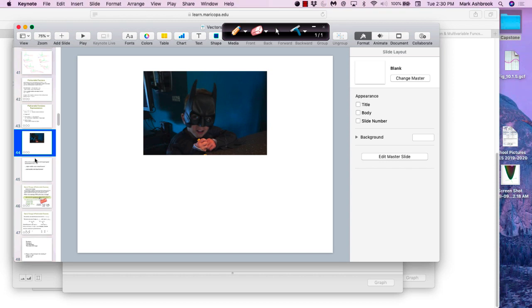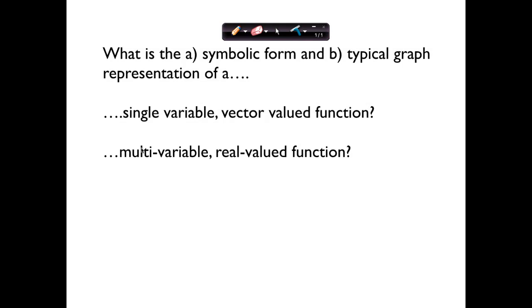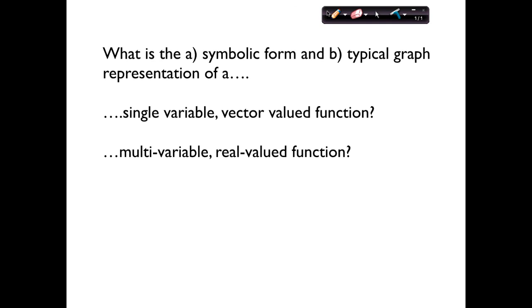Okay, so let's review here. We just got done with vector functions. We're moving on to multivariable functions. So let's review. What's the general symbolic form and typical graph representation of each of these? What's the symbolic form and typical graph representation of a single variable vector valued function? Make sure we got our terms down here. So symbolically, how do we represent those?